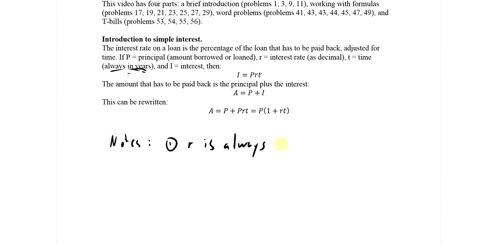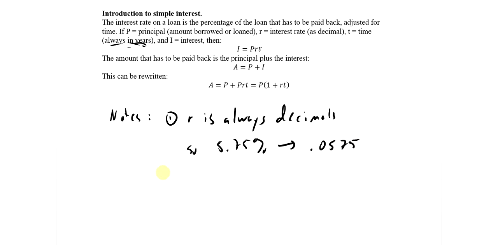Interest rates are always decimals. So 5.75% is the decimal 0.0575. And time, as I said, is in years.